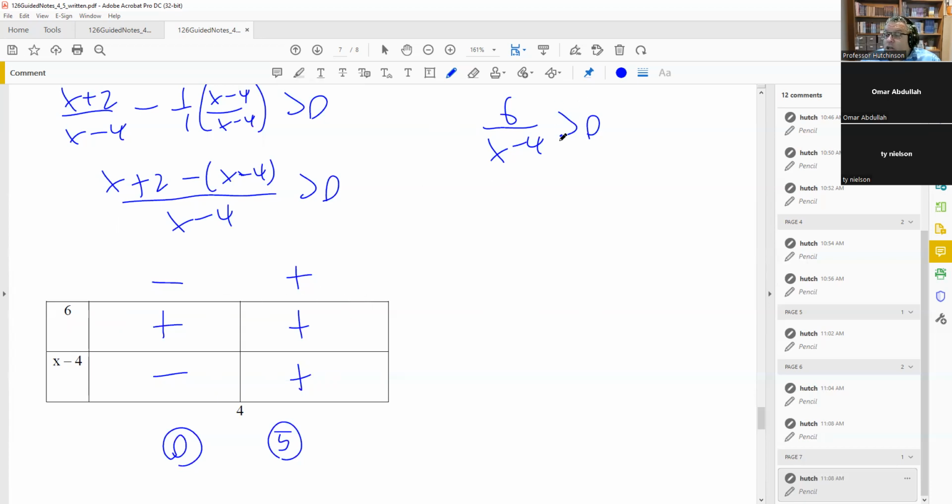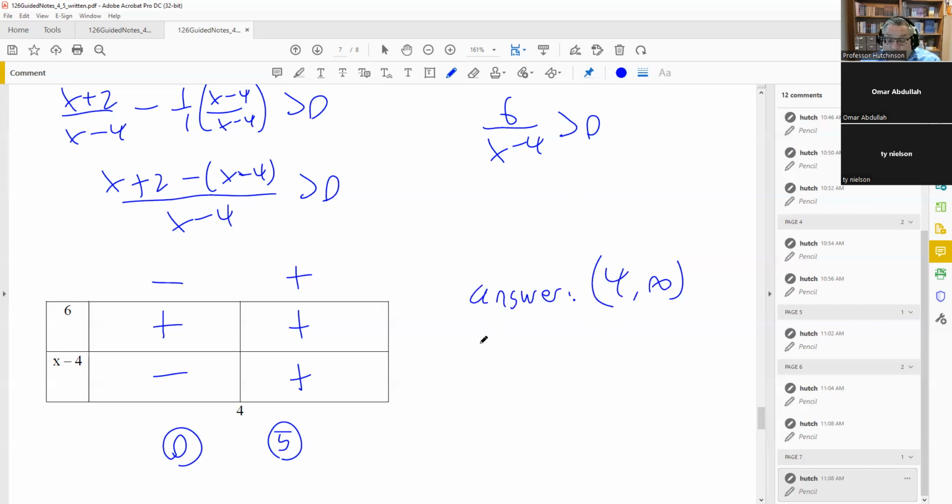You're looking for the region that is greater than 0, so you're looking for the plus. The answer then is just going to be from 4 to infinity. It's a greater than symbol, and because of that, we don't have to worry about division by 0, because we're not including the 4 anyway.